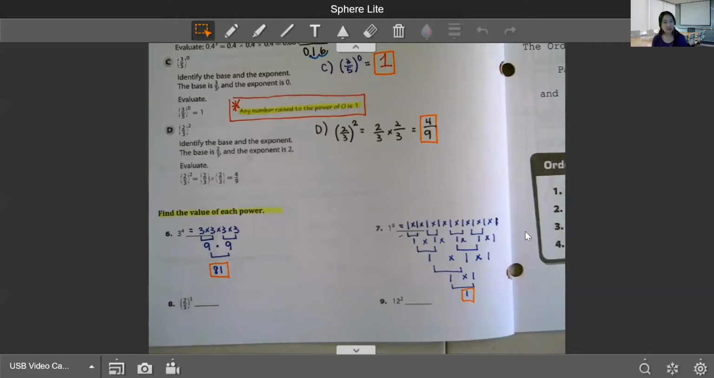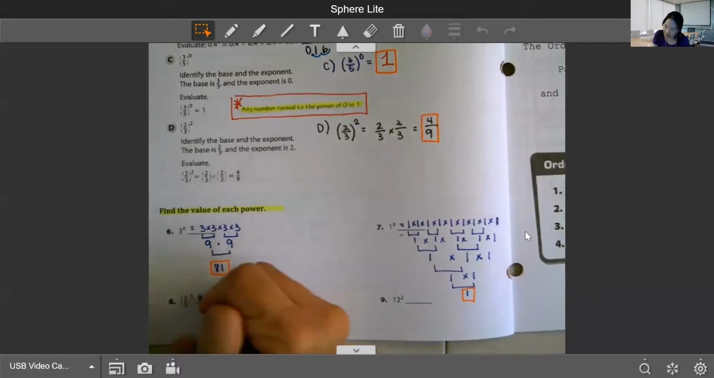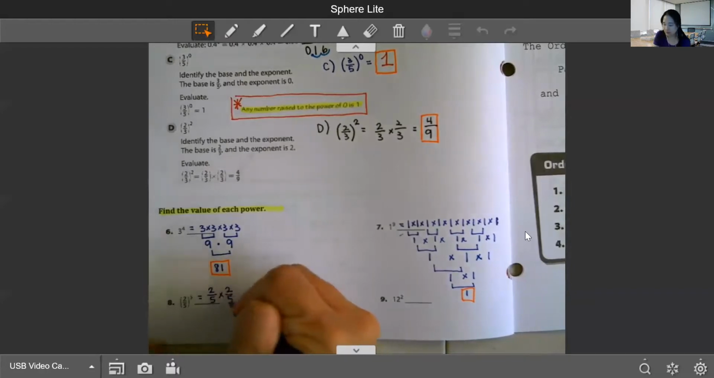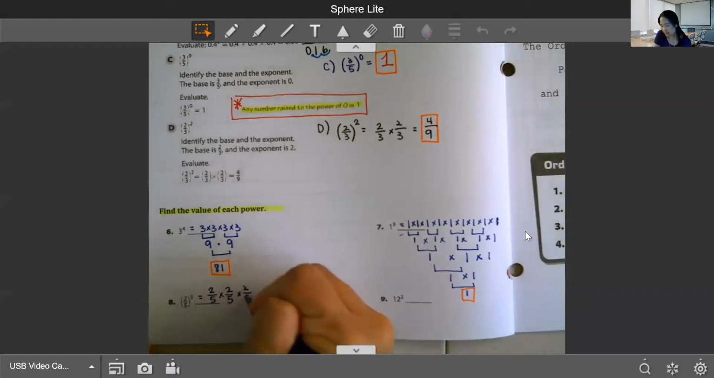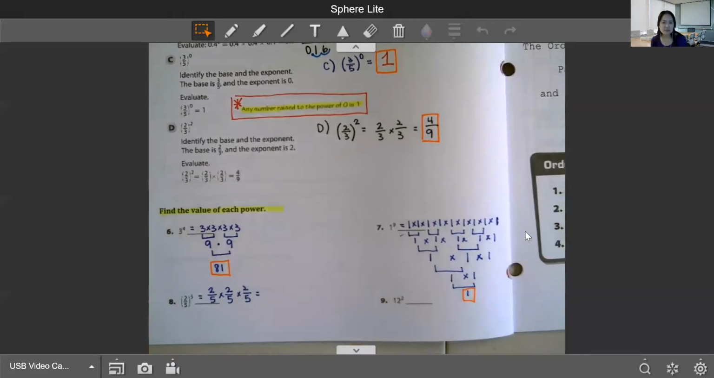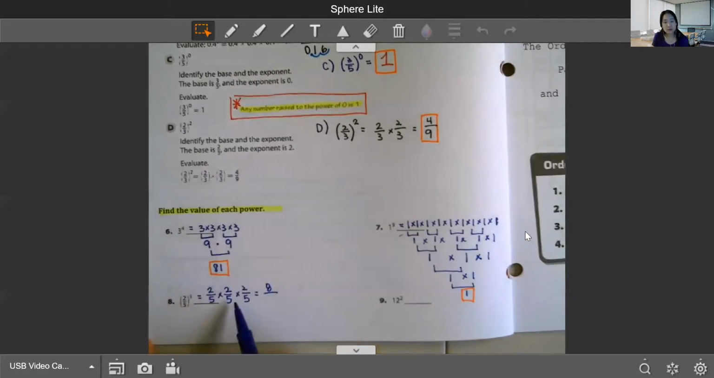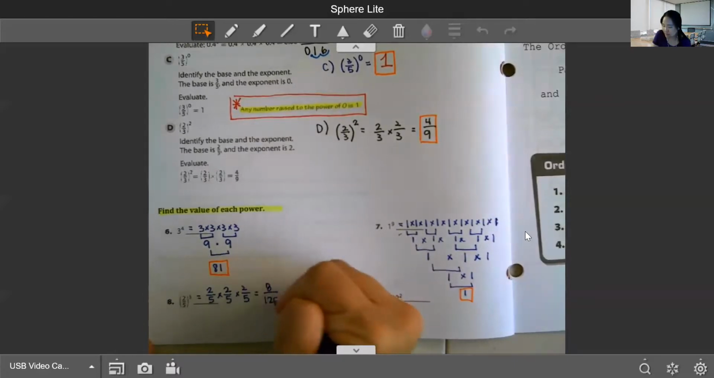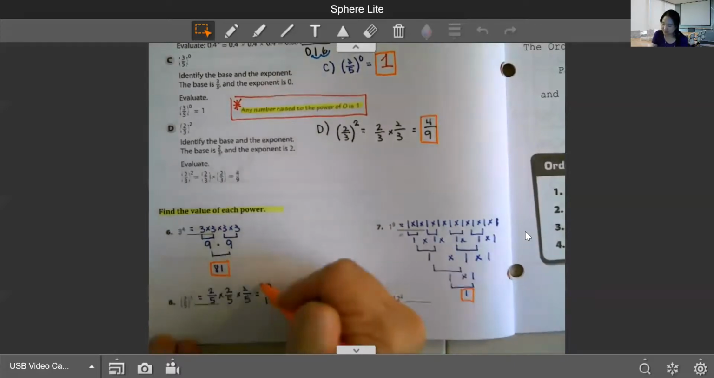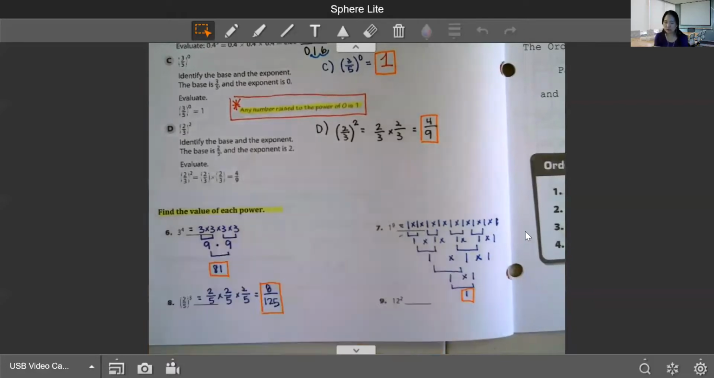All right, let's look at number 8. So expanding it, 2/5 times 2/5 times 2/5. Since these numbers are pretty small, I'm just going to multiply all the numerators together. 2 times 2 is 4. 4 times 2 is 8. 8 is my numerator. 5 times 5 is 25. 25 times 5, I know, is 125. And that's the answer.